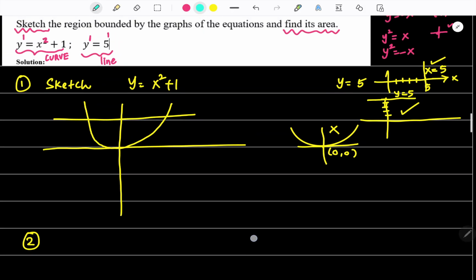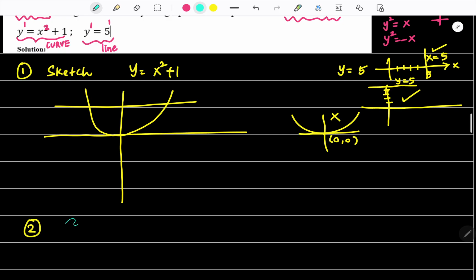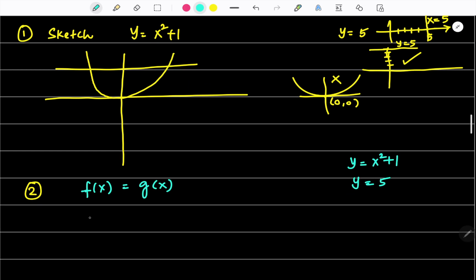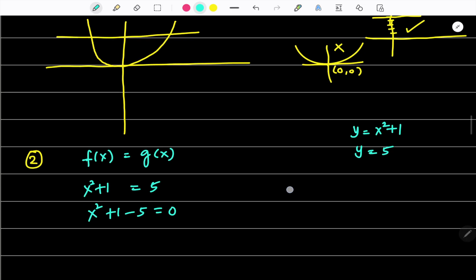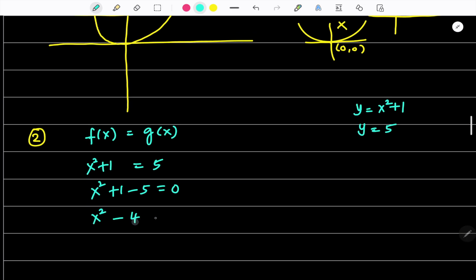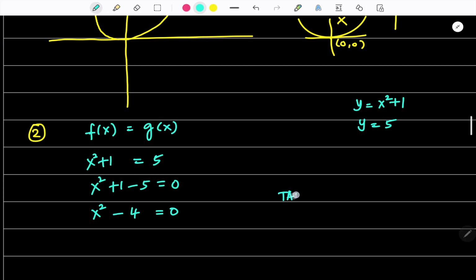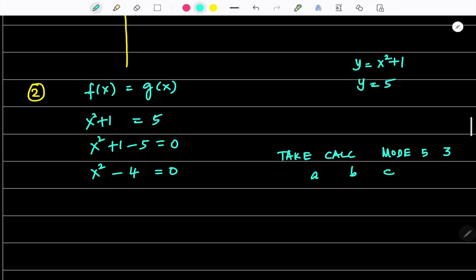What is step number 2? Make the equation, that is, you're going to find the points of intersection. So you make f of x equal to g of x. You have y equals x squared plus 1 and y equals 5. It means x squared plus 1 is equal to 5. So x squared plus 1 minus 5 equals 0, so x squared minus 4 equals 0. Clear, all of you? Now take your calculator. Press mode 5 and then 3, and you will get A, B, C.